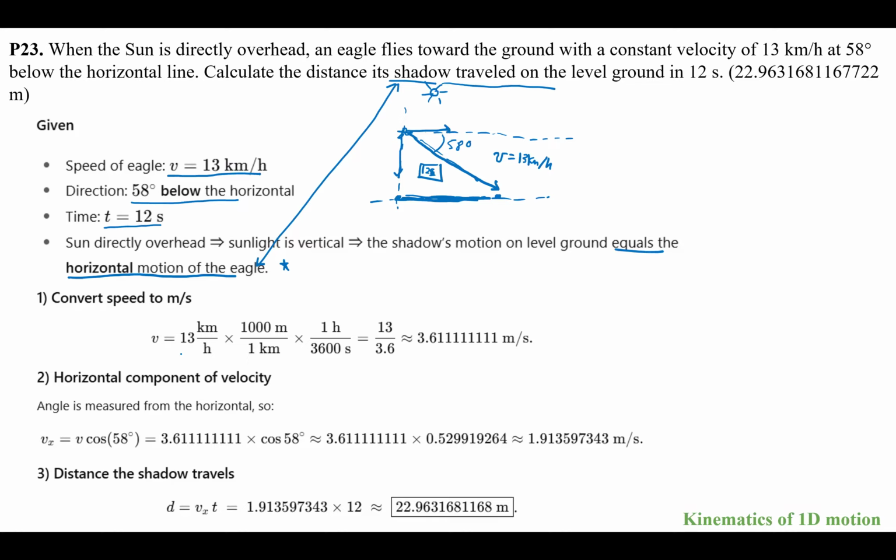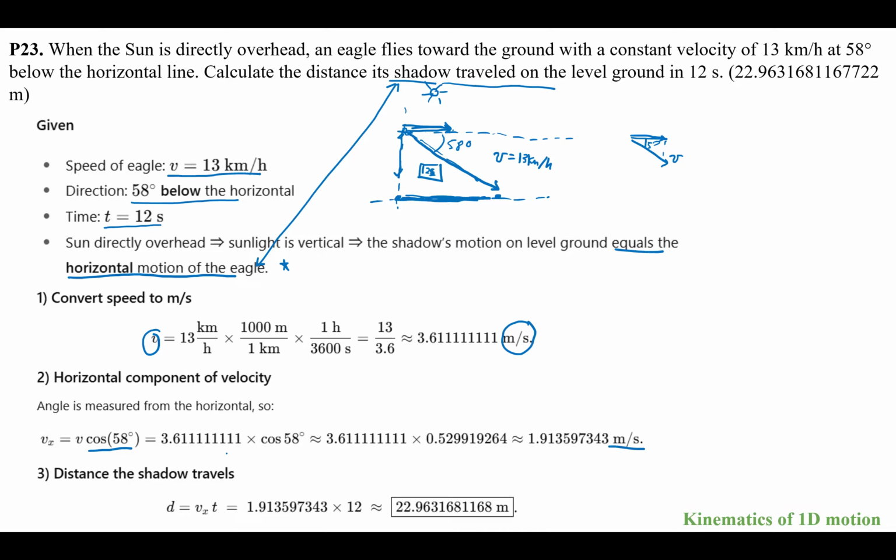So that's the things. First of all, the velocity is now changed into meter per second. And then the horizontal component of the velocity: if this is the v, and the horizontal part is this one, and we know what that angle is, 58 degrees, this is nothing but cosine, right? So that we get this velocity.